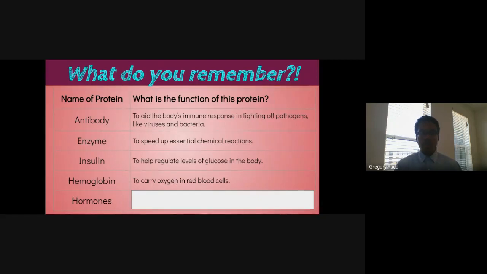What about hormones? Do we remember what hormones do? Okay, so hormones are involved in reproductive health, yes, and reproductive development. But more generally, does anyone know what hormones do? Because hormone is a very, very broad category of proteins.